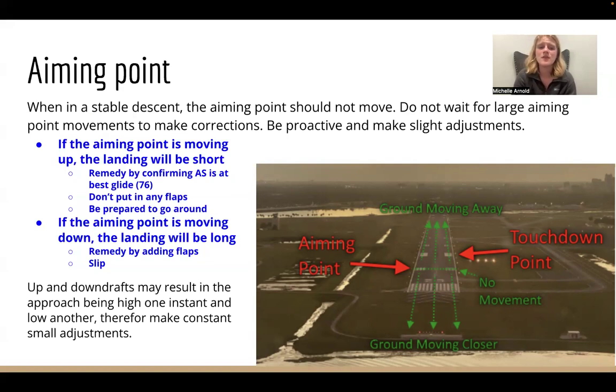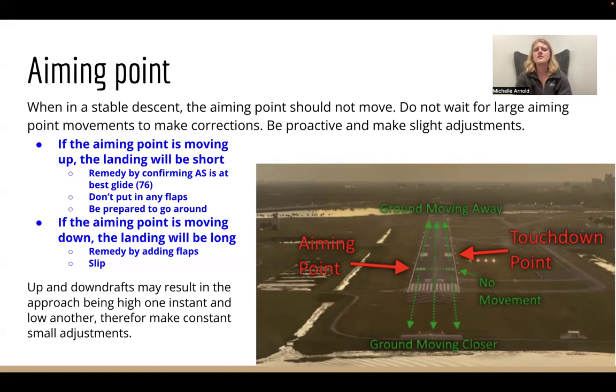If the aiming point is moving up, the landing is going to be short, and you can remedy this by confirming your airspeed is at the best glide, 76. Don't put in any flaps. So if you've already put in flaps, that's okay, but don't put in any more to give your plane lift, because like we said, it's going to increase your sink rate. And then also be prepared to go around at this point.